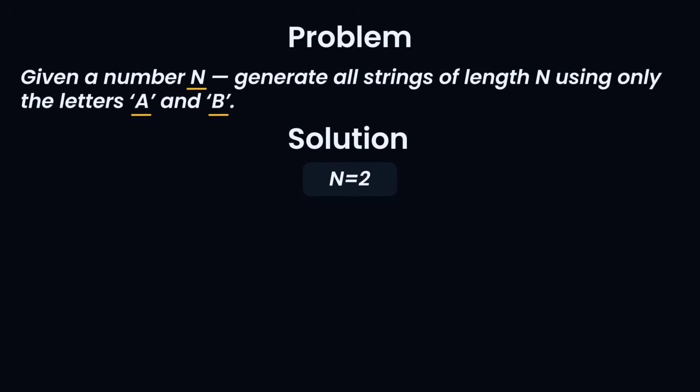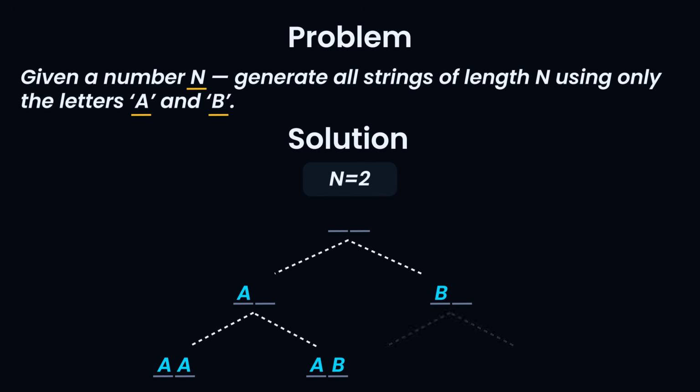N equals 2. Generate all strings of length 2 using A and B. Start with an empty string. For the first character, two choices. Add A or add B. From A, same thing. Add A or add B. From B, same. Add A or add B. Look at what just happened. You built a tree. And the answers, AA, AB, BA, BB, they're just the leaf nodes of that tree.